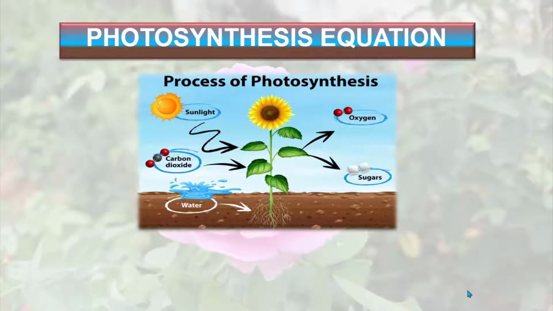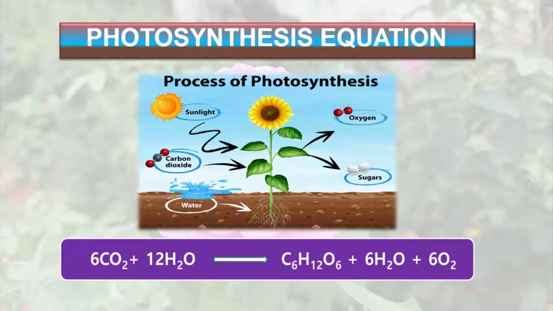Scientists have tried to formulate a simple equation for photosynthesis over the past 200 years. Robert Hill formulated the equation for photosynthesis as follows: 6CO2 plus 12H2O gives rise, in presence of sunlight and chlorophyll, to C6H12O6 plus 6H2O plus 6O2. Here 6CO2 is carbon dioxide, 12H2O is water, C6H12O6 is a carbohydrate, 6H2O is water, 6O2 is oxygen.